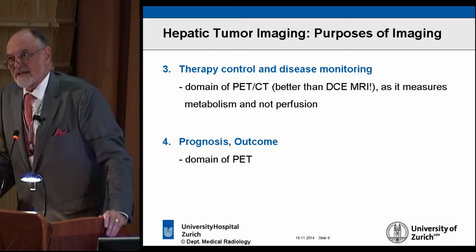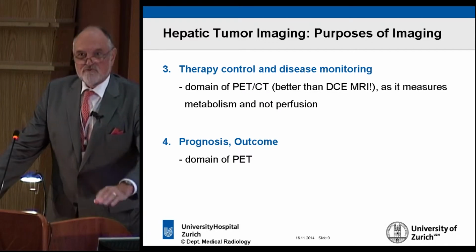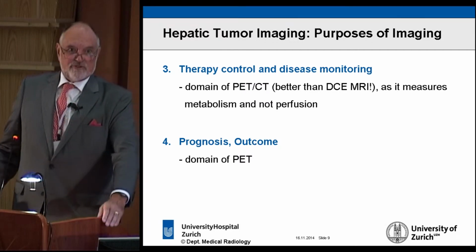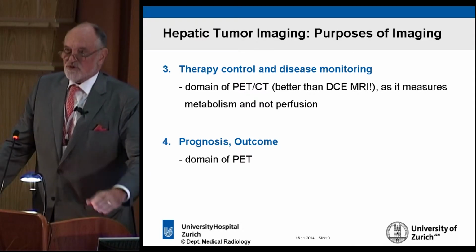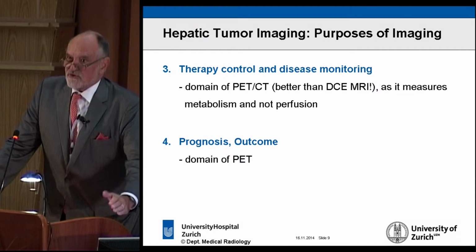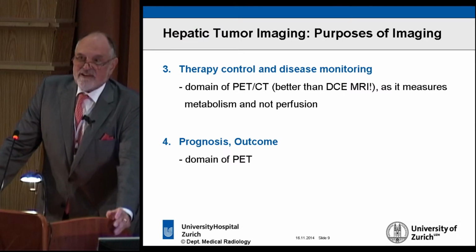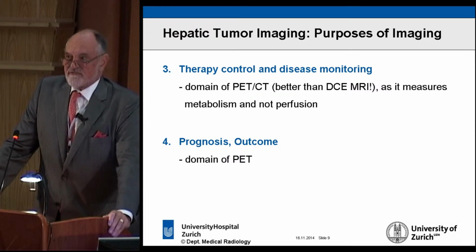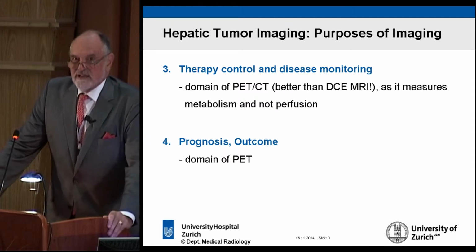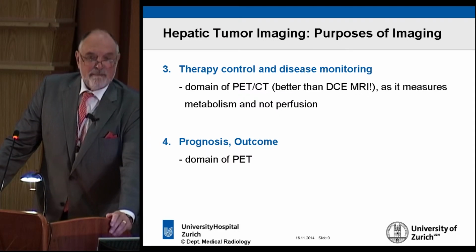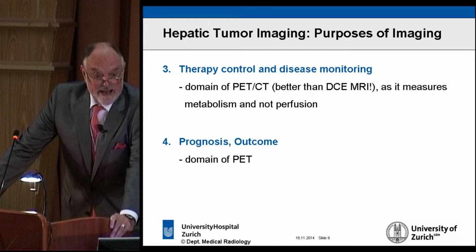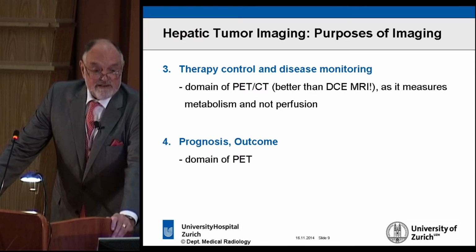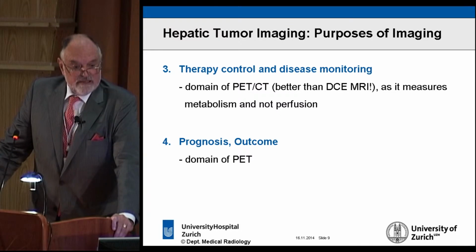people don't understand sometimes. You know, perfusion is a decent parameter to look at tumor response, but there are tumors which are poorly perfused, which are still living and active, and FDG doesn't measure perfusion. FDG, the radioactively labeled sugar we use in PET, measures essentially sugar metabolism. Prognosis and outcome, I have mentioned, is the domain of PET.